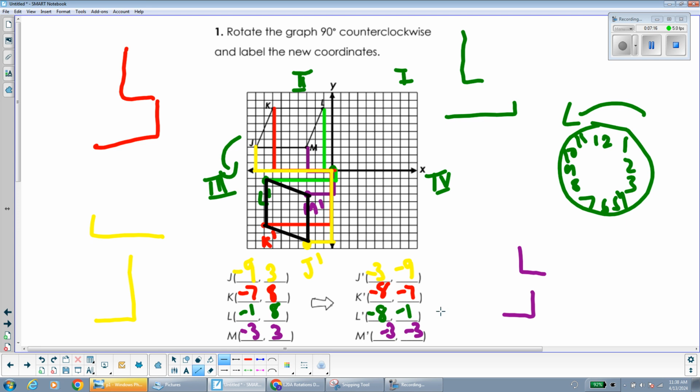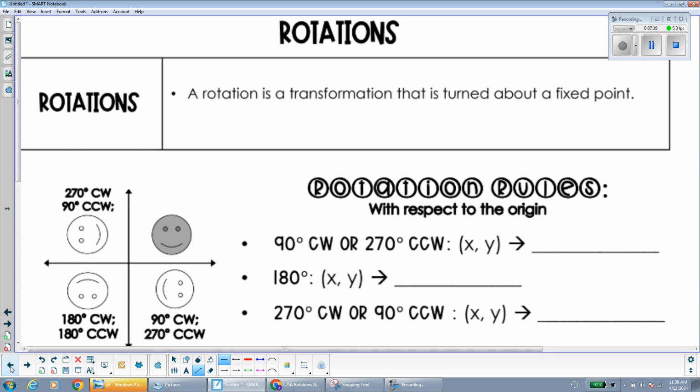And now let's take a look at what happened to the coordinates. What happened from the pre-image points to the image points is that they switched spots. Notice how -7, 8 became -8, -7. So the 7 and the 8 switched spots. And notice how the original y coordinate became the opposite sign. In all of them, the original y coordinate became the opposite sign. So going back to our rules over here for 90 degrees counterclockwise, they switch spots.